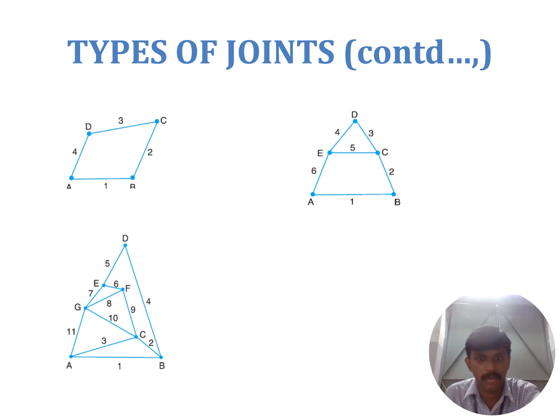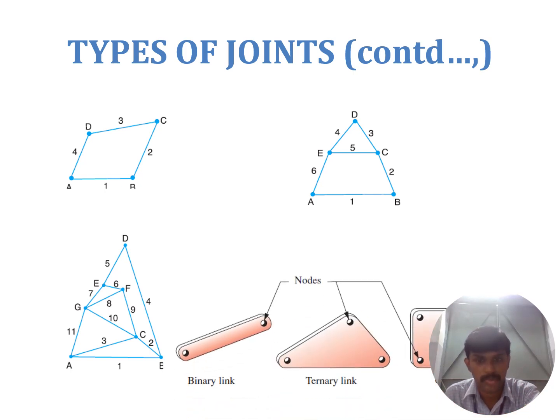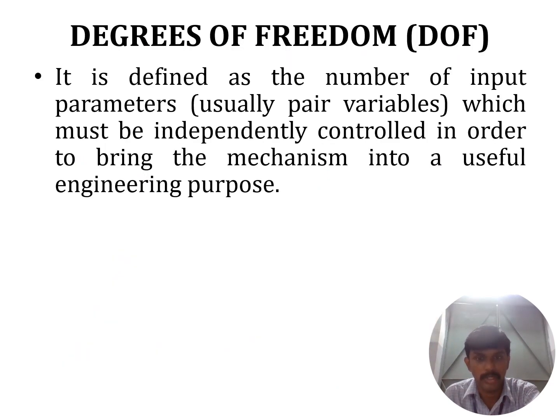From this diagram, we calculate what types of joints there are: how many binary joints, how many ternary joints, and how many quaternary joints. Next is the binary link, ternary link, and quaternary link. A binary link consists of 2 nodes, a ternary link consists of 3 nodes, and a quaternary link consists of 4 nodes.